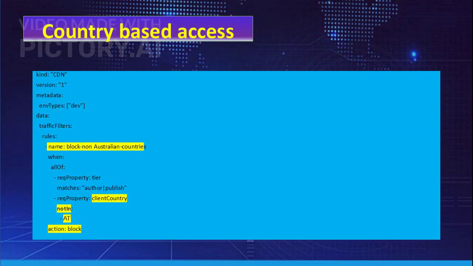Country-based access rules can be configured to block traffic from specific countries. For instance, this rule blocks non-Australian countries from accessing the content. Such rules are essential for compliance and regional content delivery strategies.